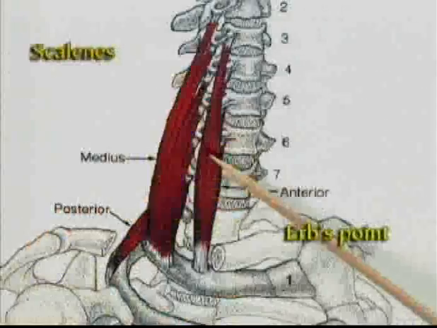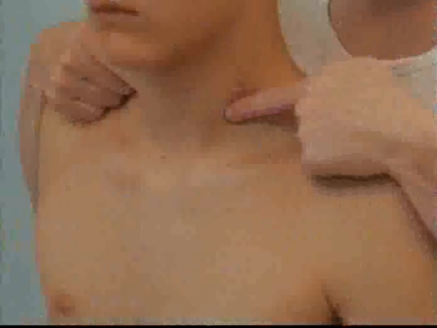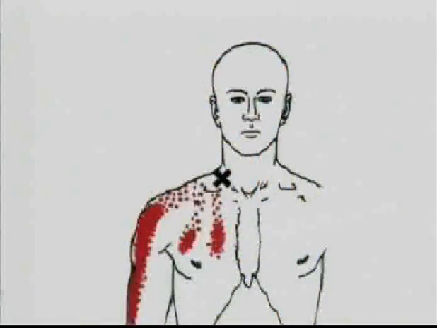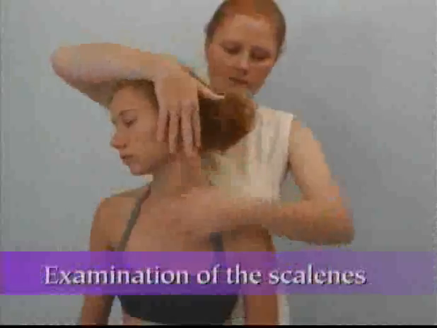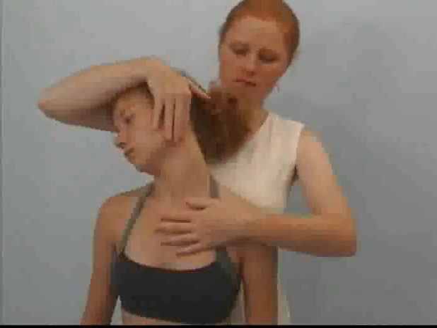If the scalenes are involved, we find a trigger point at Erb's point. There is referred pain at the upper extremities and at the ventral aspect of the thorax. On examination, we find restricted retroflexion of the rotated head.